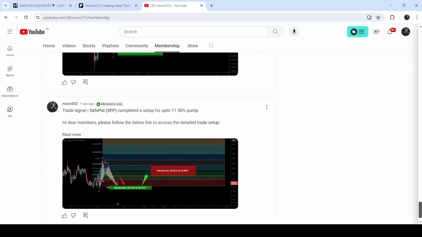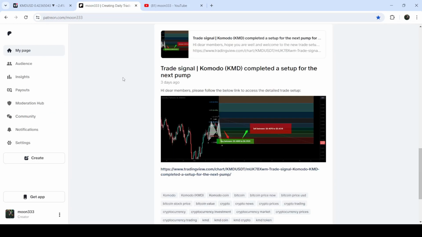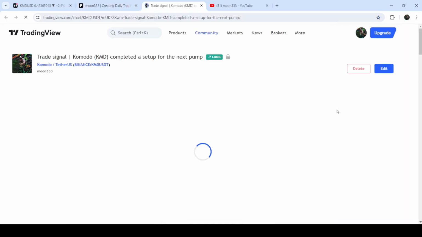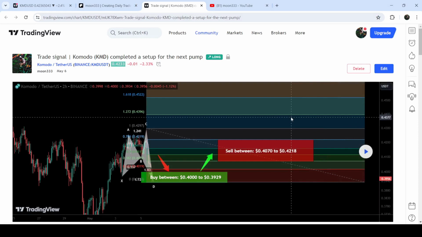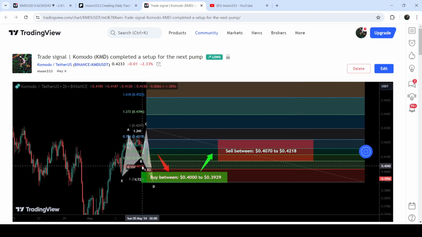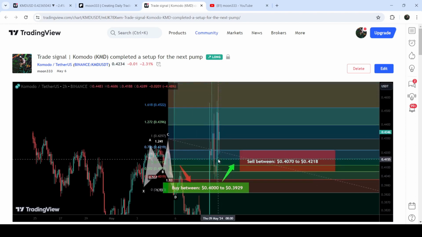And first of all, let me begin with my most recent trade signal for KMD that I shared, by the way, almost 3 days ago with my members. And that was a harmonic bullish reversal shark pattern that KMD formed with US dollar pair on a 2-hour time frame chart. And after playing this chart, you can see that the price line nicely moved up and hit the sell target zone here. And after that, it moved down, and then we had a bigger pump.